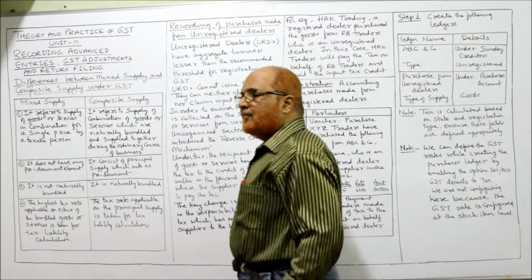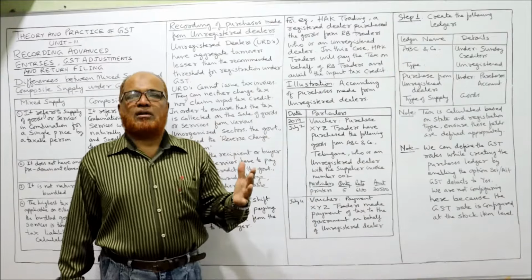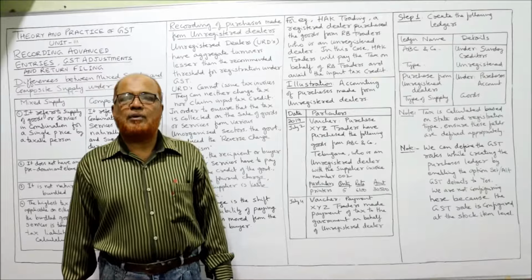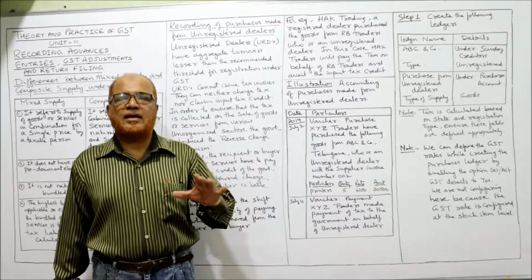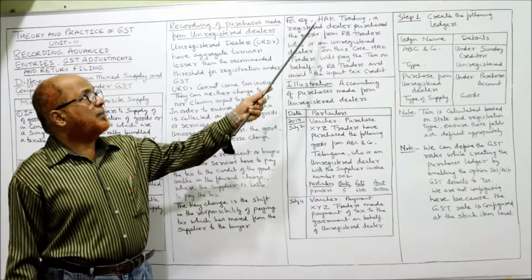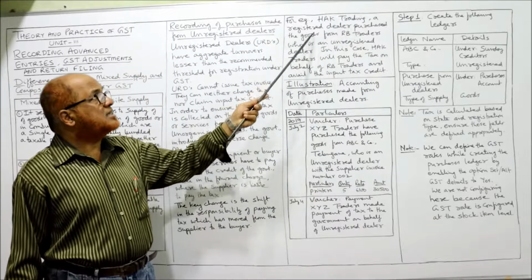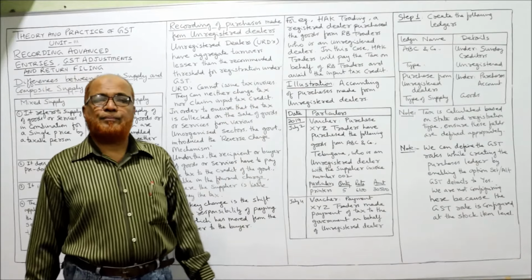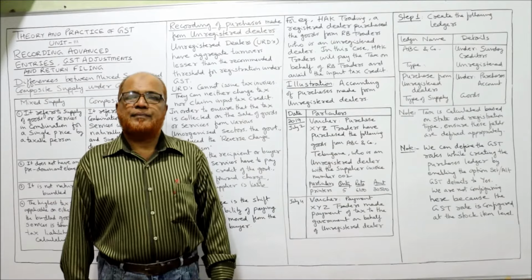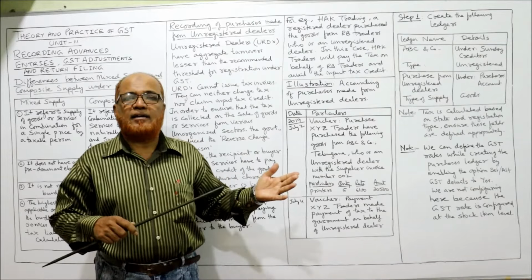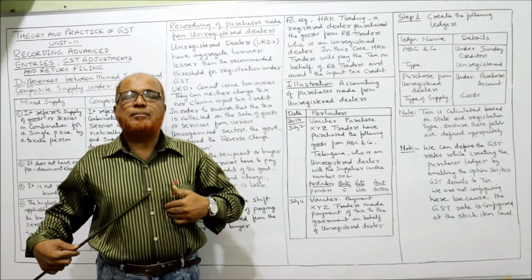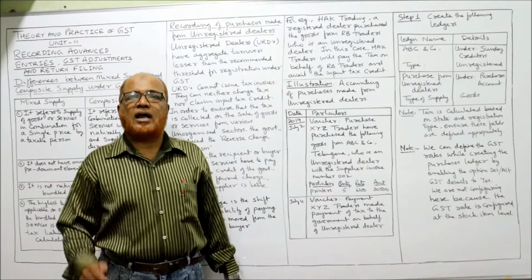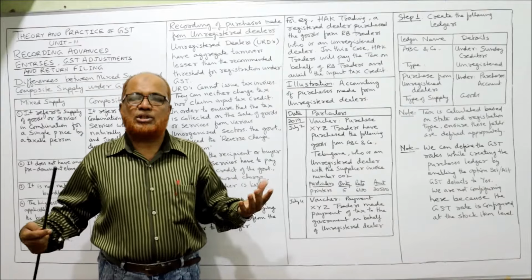Now, we have to explain the procedure when goods are purchased from an unregistered dealer. With the help of an example, I am going to explain the procedure. First of all, example: HAK Trading, a registered dealer, purchased goods from RB Trader, who is an unregistered dealer. RB Trader is the unregistered dealer. HAK Trader is a registered dealer. Suppose my business is HAK Traders, your business is RB Traders, and you are unregistered. My business is registered.